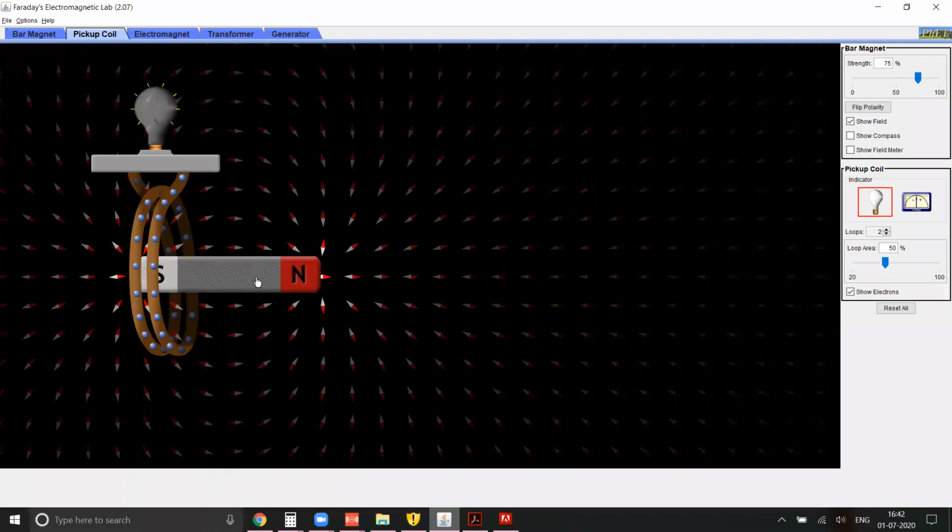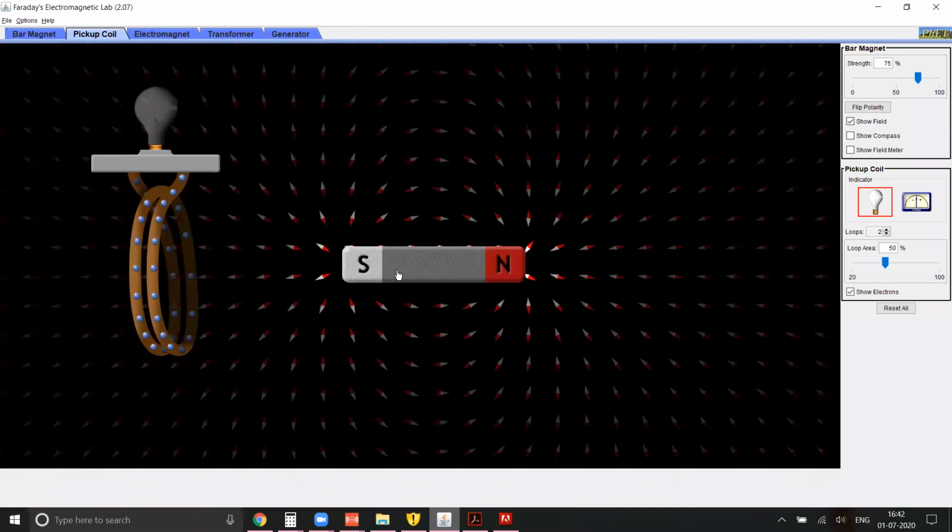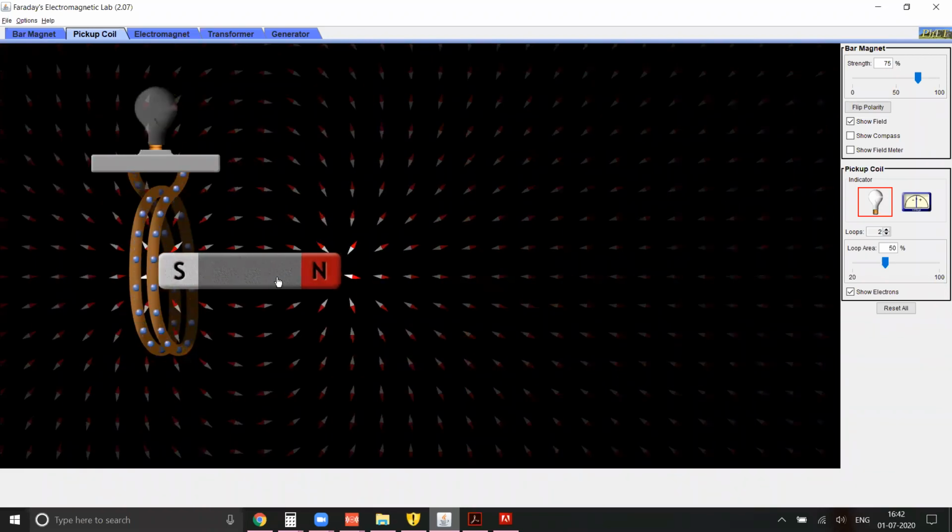Okay, now concentrate on electrons. In which direction are the electrons moving? So it is going anti-clockwise. Anti-clockwise when you see from which side? From the side of the magnet or on the other side of the magnet? From the side of the magnet. When you see from the side of the magnet, electrons are flowing in the anti-clockwise direction. So current will flow in which direction? Clockwise. That's what I told.